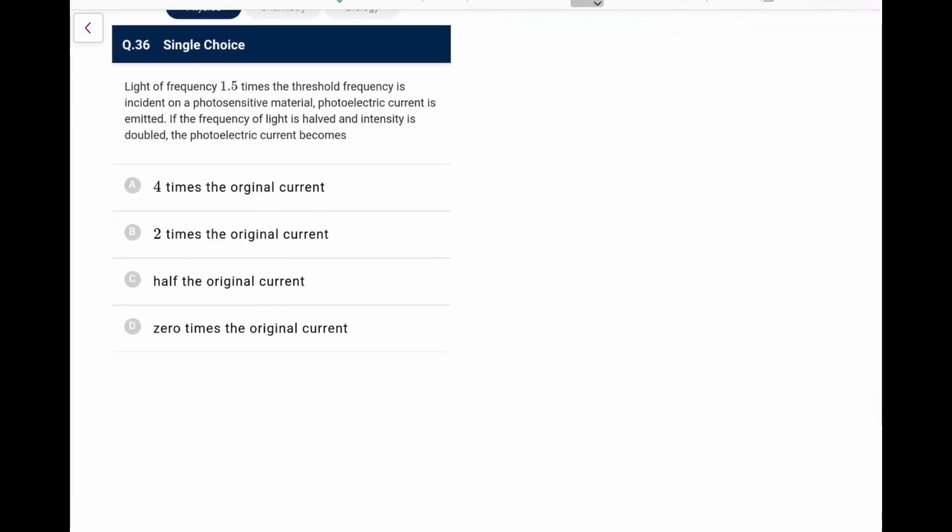Light of frequency 1.5 times the threshold is incident. Will photocurrent be emitted if the frequency of the light is halved? Just remember, here the energy of the photon is 1.5 times phi. If it is halved, it becomes 0.75 times phi, so it is less than phi, so no photoelectric effect will occur, so the current will be shunya, 0. So it's a conceptual one.